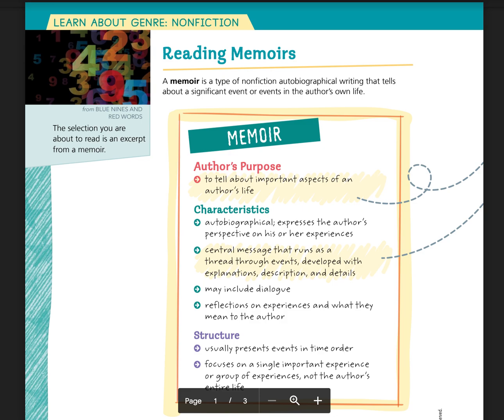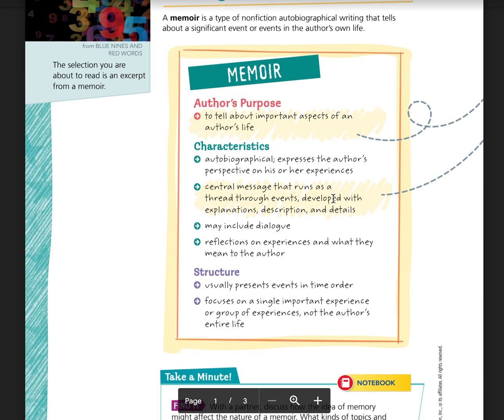So, a memoir is a type of nonfiction autobiographical writing that tells about a significant event or events in the author's own life. So, remembering our prefixes and roots, auto meaning self, bio meaning life, and graph meaning written. So, this is a story about someone's life that they have written themselves. So, this selection is an excerpt from this man's memoir. So remember that the purpose of the memoir is to tell about important aspects of the author's life.